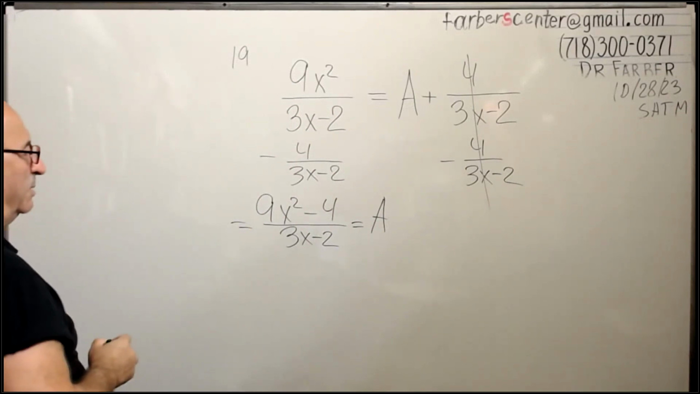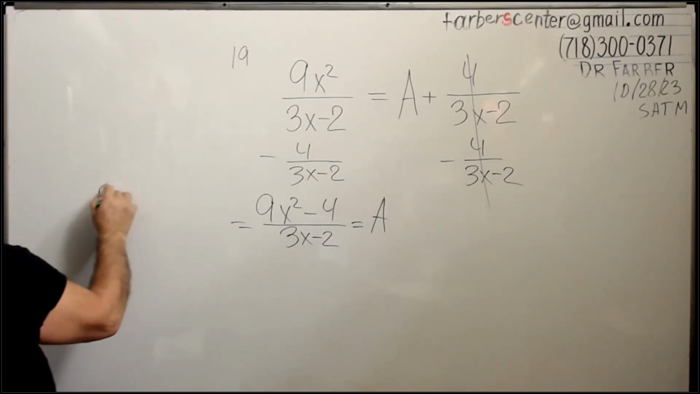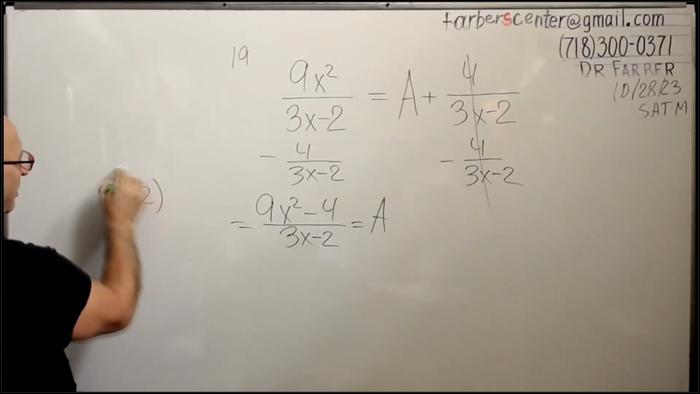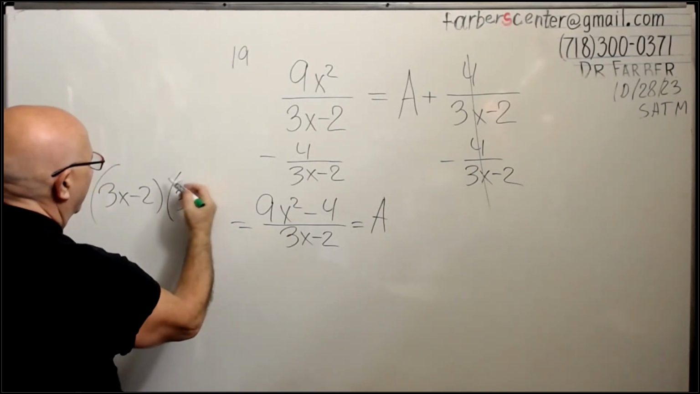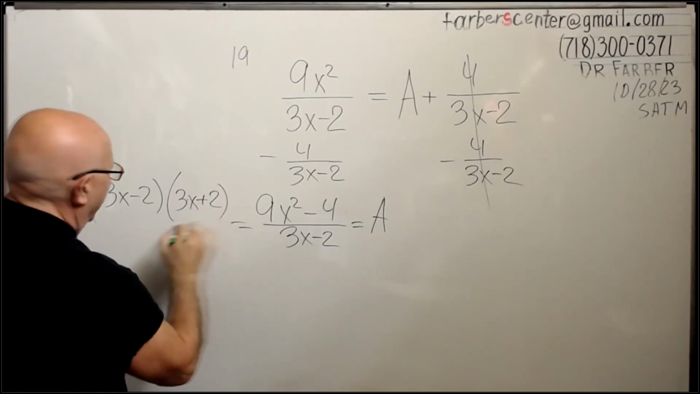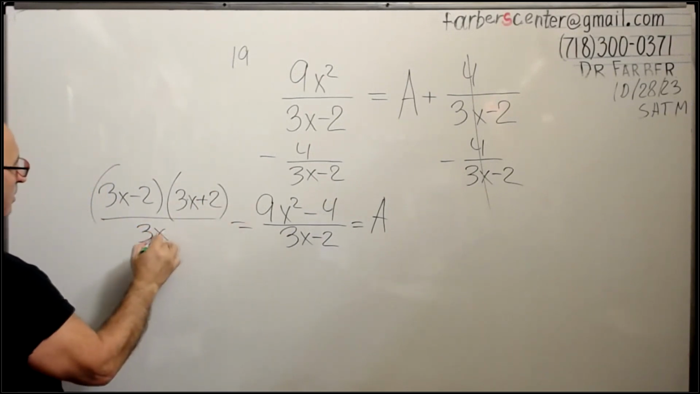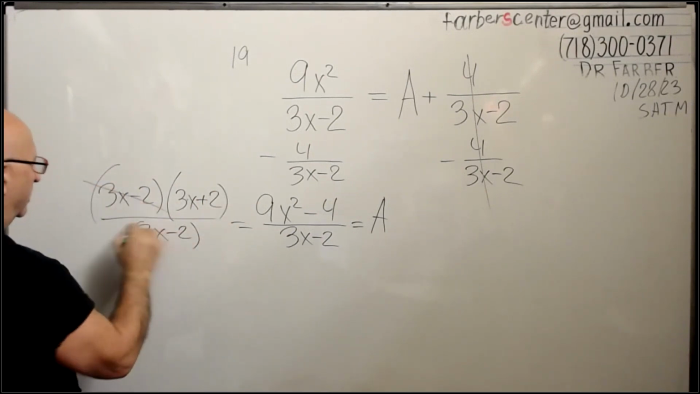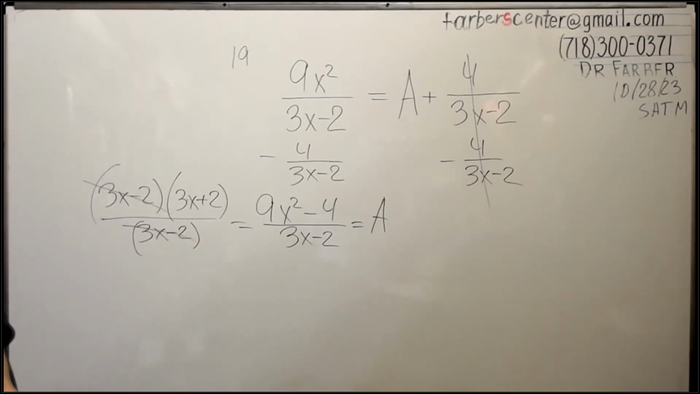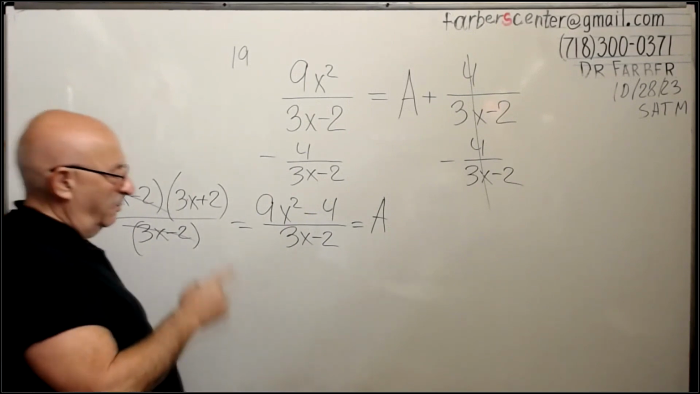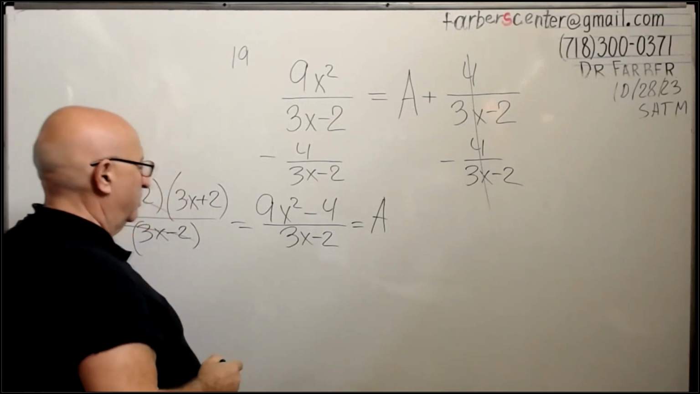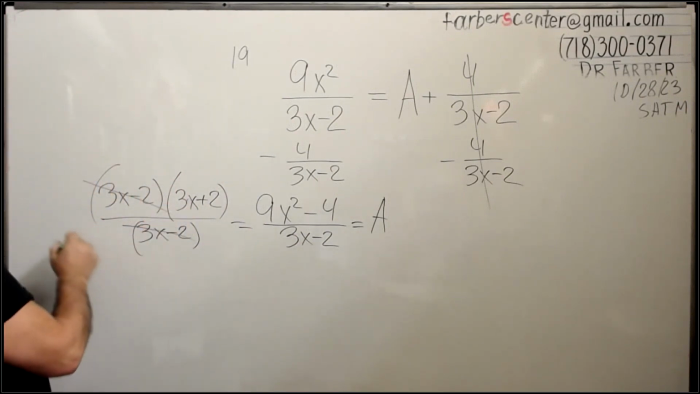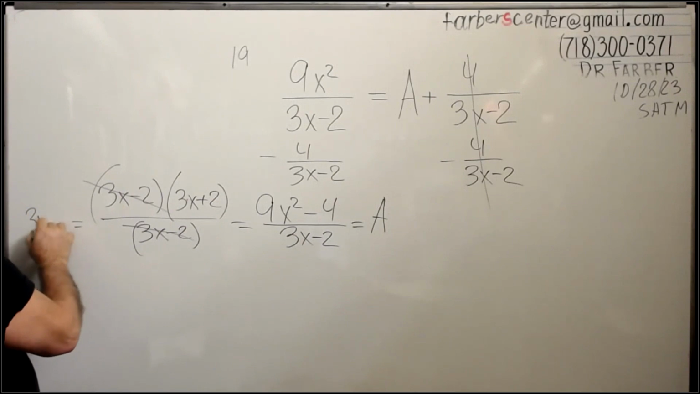Remember a squared minus b squared? I will have 3x minus 2 times 3x plus 2 divided by 3x minus 2. Cancel out. And this would be the answer. Only have to have restrictions here if you do it perfectly. This guy never equals to what? 0. This would be the answer: 3x plus 2.